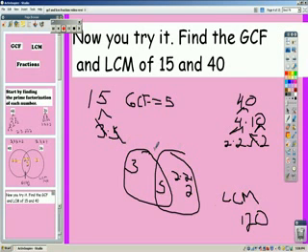Remember, look at the word problem. If it says lowest number, LCM. If it says greatest, it's looking for GCF. Also look at your answer choices. If your answer choices are small, you're looking for the greatest common factor. If your answer choices are large, you're looking for the lowest common multiple.